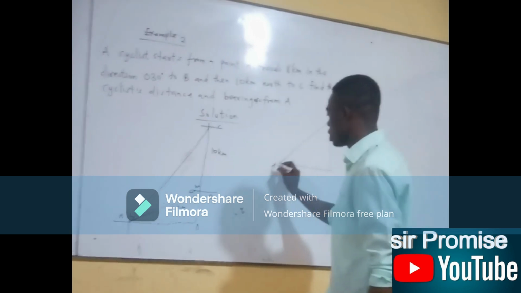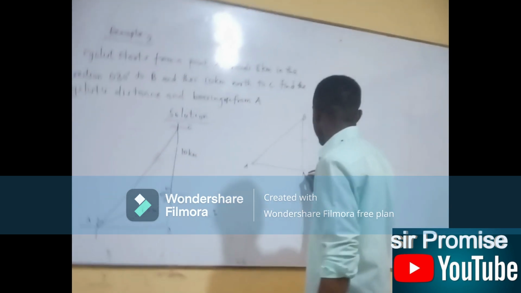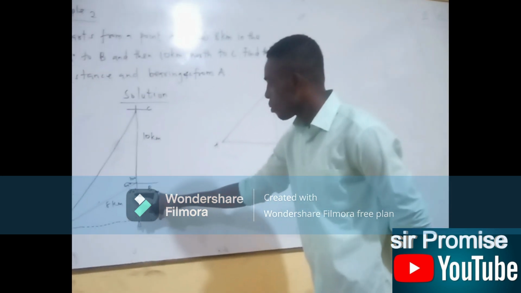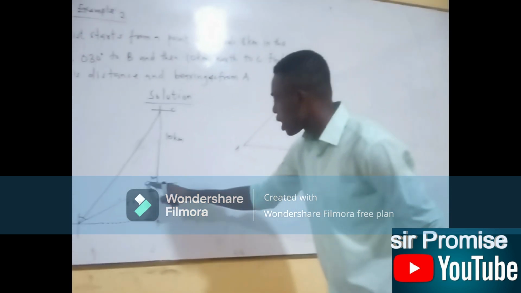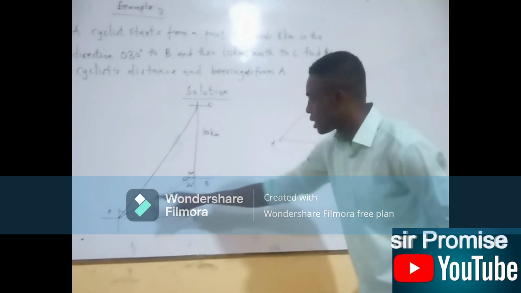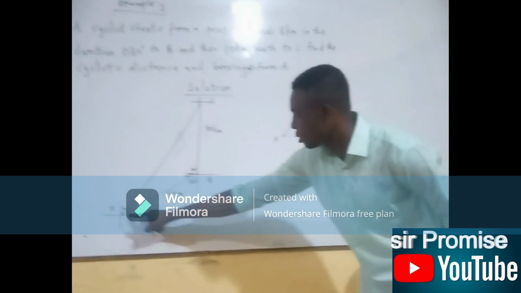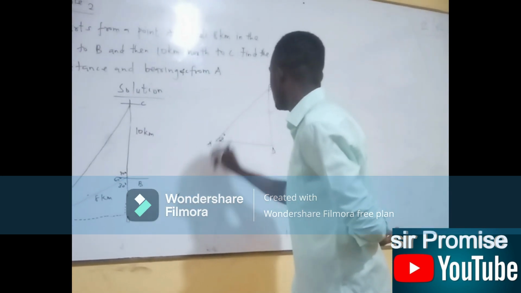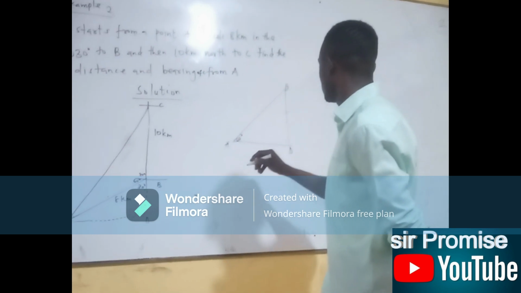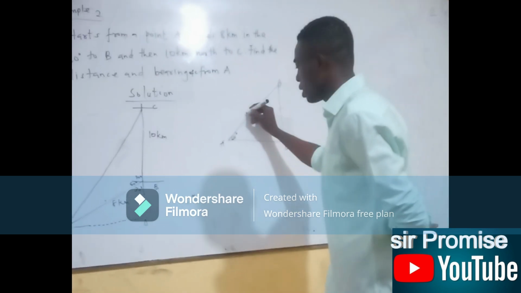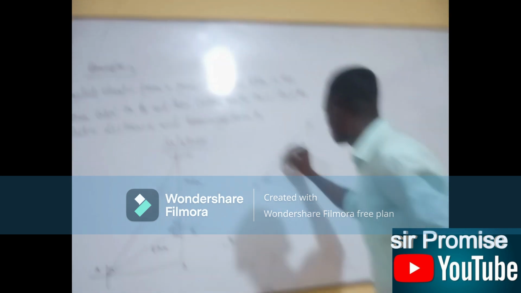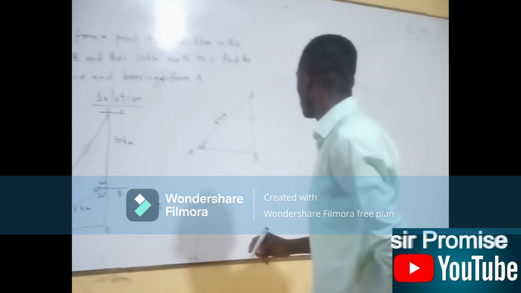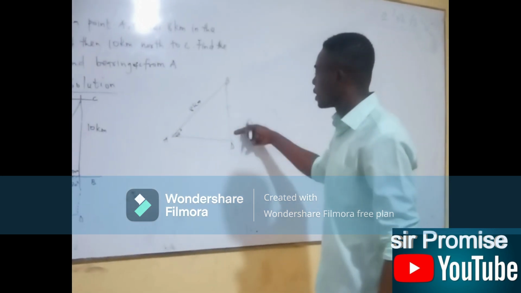We have it to be A and we have it to be B. Okay. So we know the angle here. If this angle is given, if this one is 60, it means that the opposite angle that is here will be 60. So we get 60 degrees here. And then we have this line to be 8 kilometers.